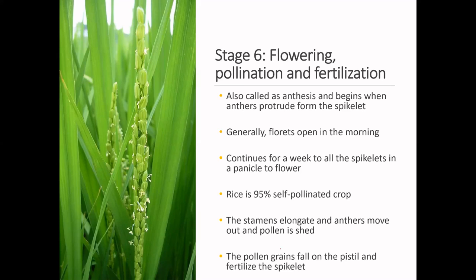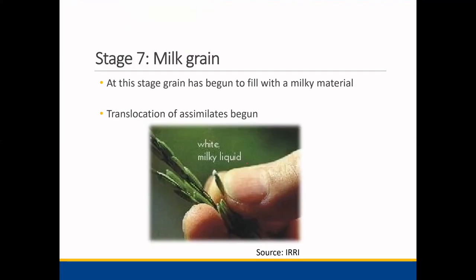Now you know, flowering occurred, pollination was successful, and then fertilization occurred. Now each and every floret should turn into a grain, a maturing grain. Those are the stages we are going to look at under the ripening stage. So now we are moving to the ripening stage. Stages 7, 8, 9 are the specific stages coming under the ripening stage.